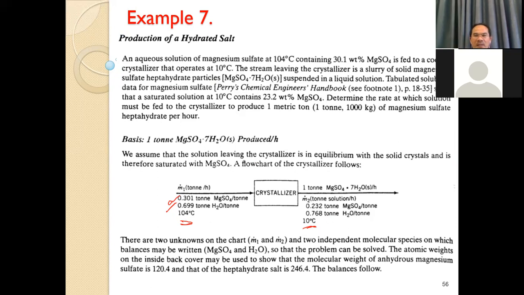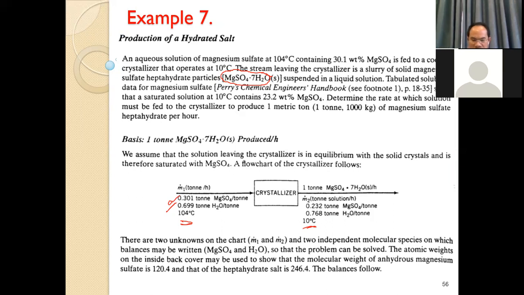And the stream leaving the crystallizer is slurry. Slurry means solution and solid mixed together. Okay, for this case, the solid is magnesium sulfate heptahydrate. That means the crystal that we obtain is magnesium sulfate that includes 7 molecules of water. Okay.